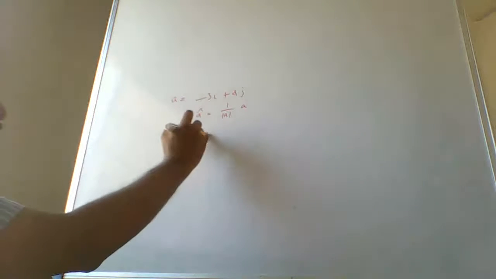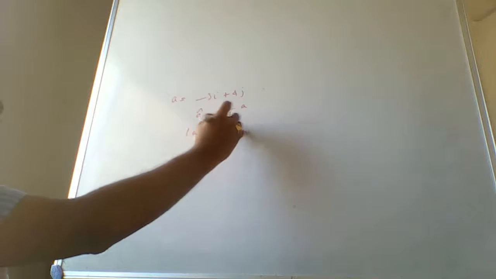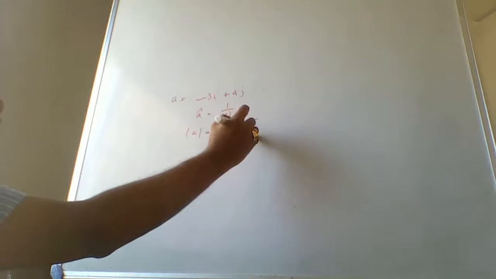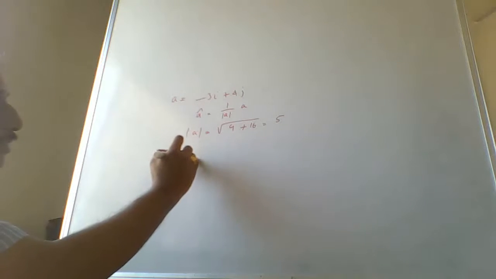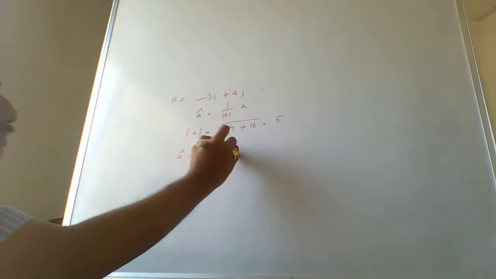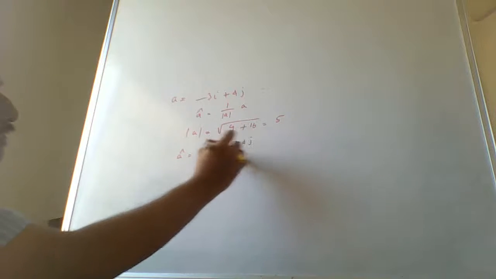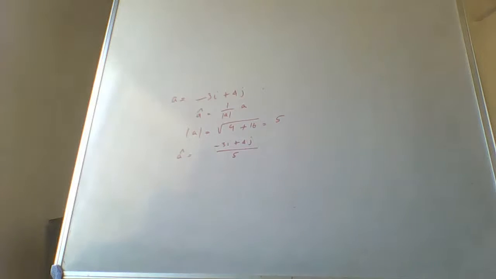So let us find what is mod a. Mod a will be the square root of 9 plus 16. So I'll get root 25, which is 5. So the unit vector parallel to a, that is a cap, is minus 3i plus 4j divided by 5, where i and j are the components of a vector. Let us move on to the next problem.